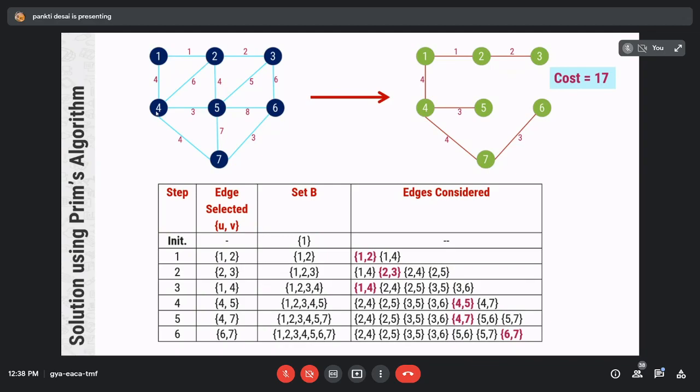Now does anybody have any doubt in Prim's algorithm and Kruskal's algorithm? No, ma'am.